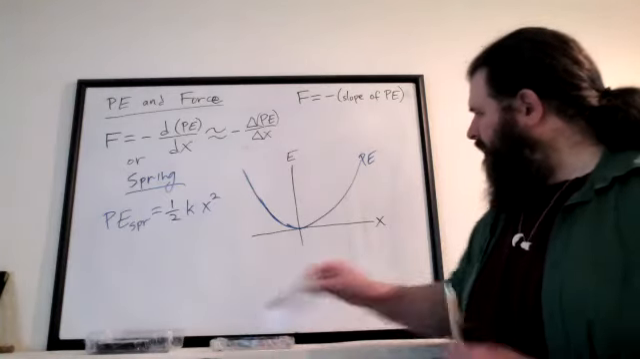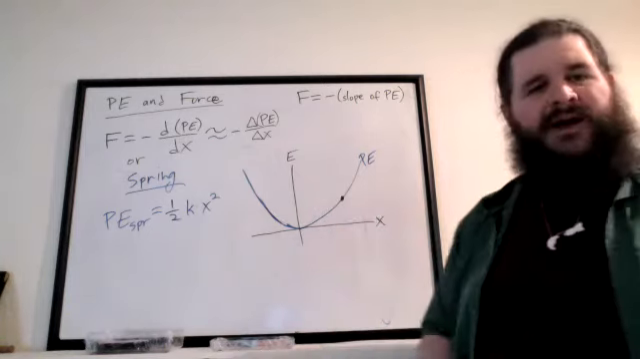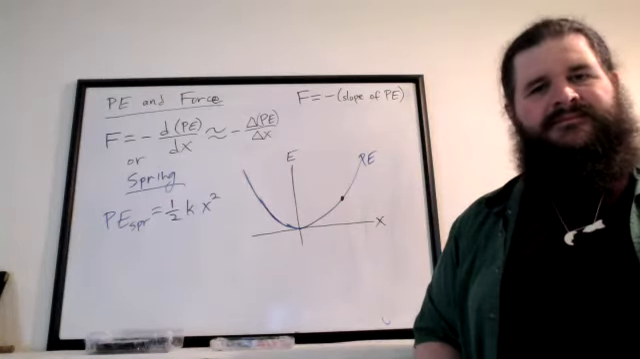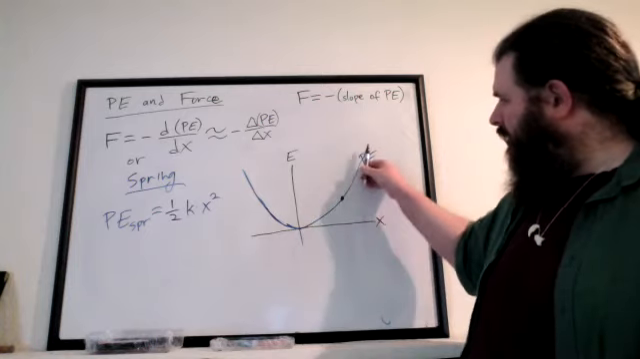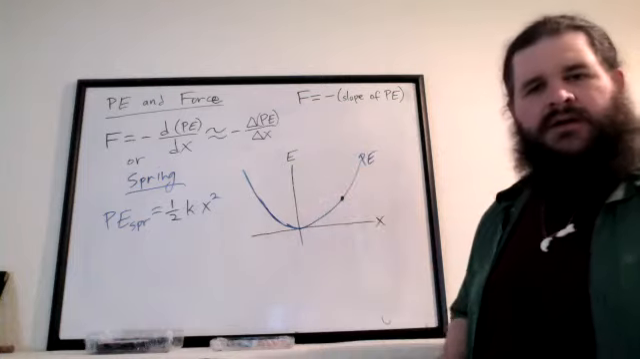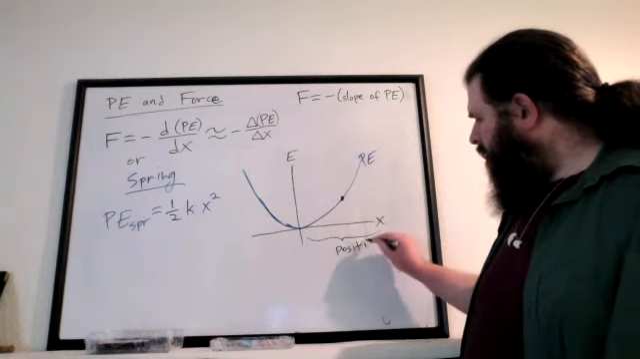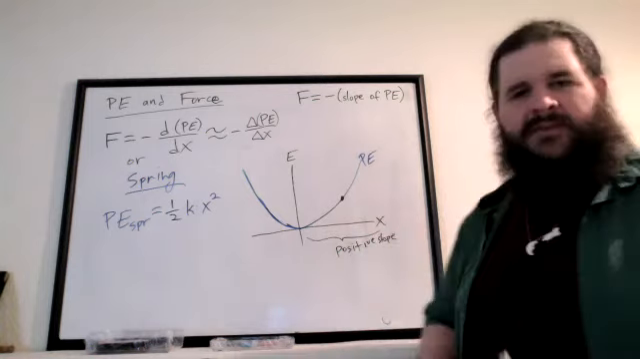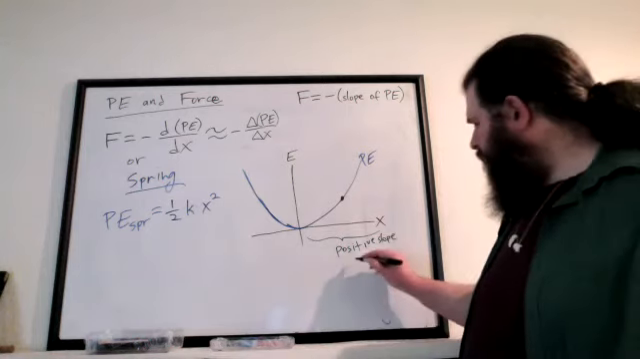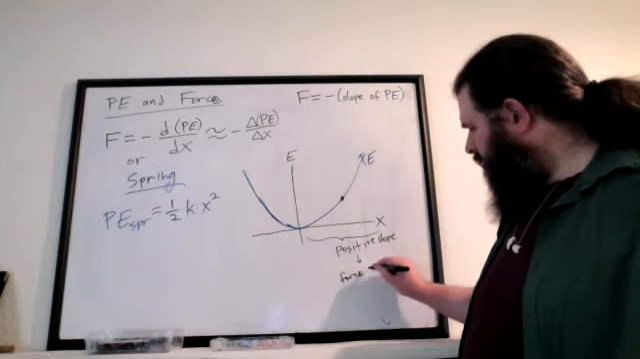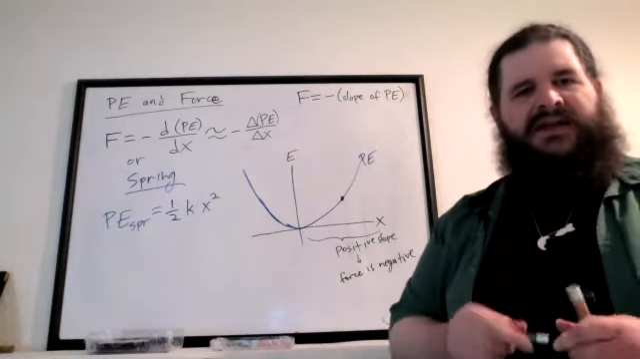So at this location, in fact, on this entire side of the parabola, what do you notice about the slope? Yeah, if we were to draw a tangent line anywhere over here, those tangent lines would all have positive slope. So this entire region has positive slope. So what does that tell us about the force? So force is negative. So that would mean in the negative x direction.